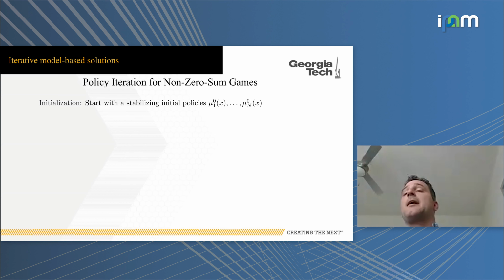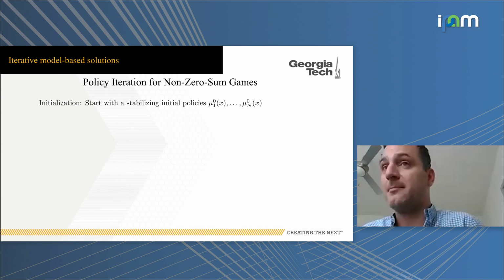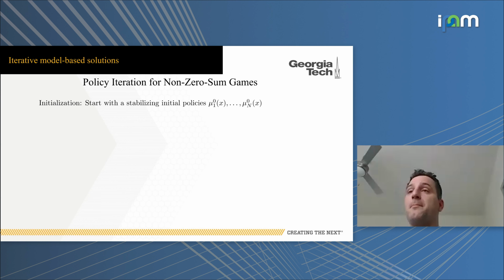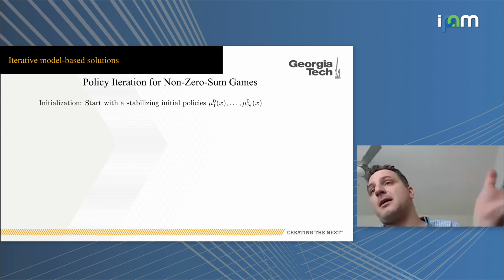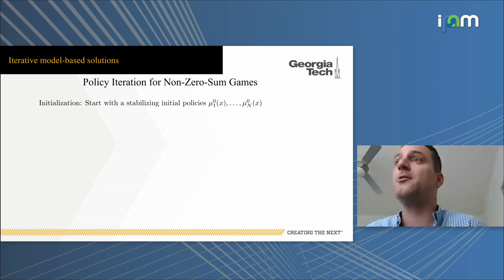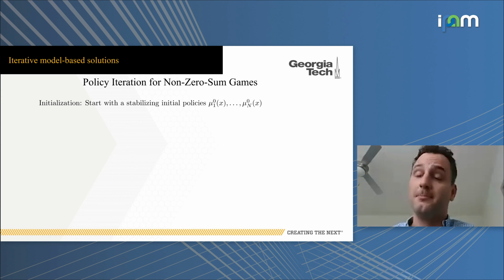Now, of course, I can do the same for my non-zero-sum games. Again, I have to start with initial stabilizing policies for every player. Let's say I have n players, and let's say all of them are minimizers. So every player has its own cost, and eventually, if you pick all the J's together, you will converge to a Nash equilibrium.